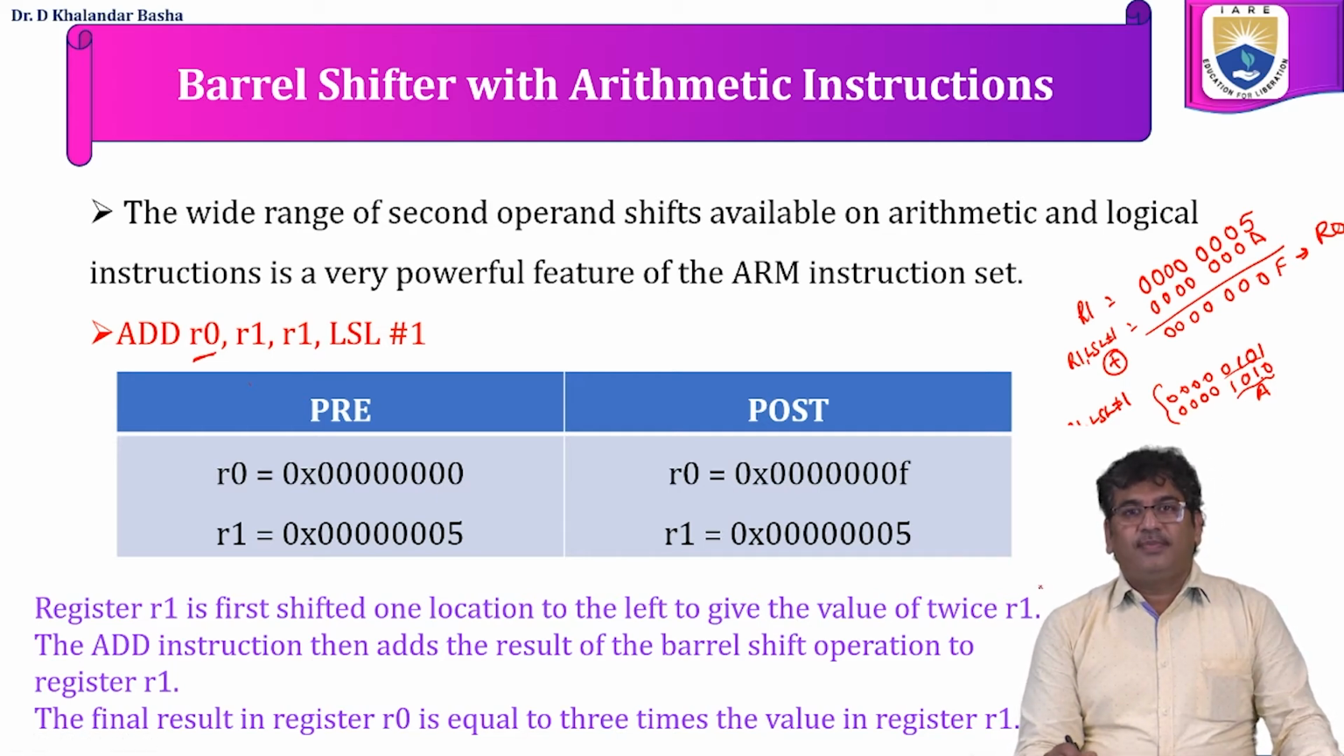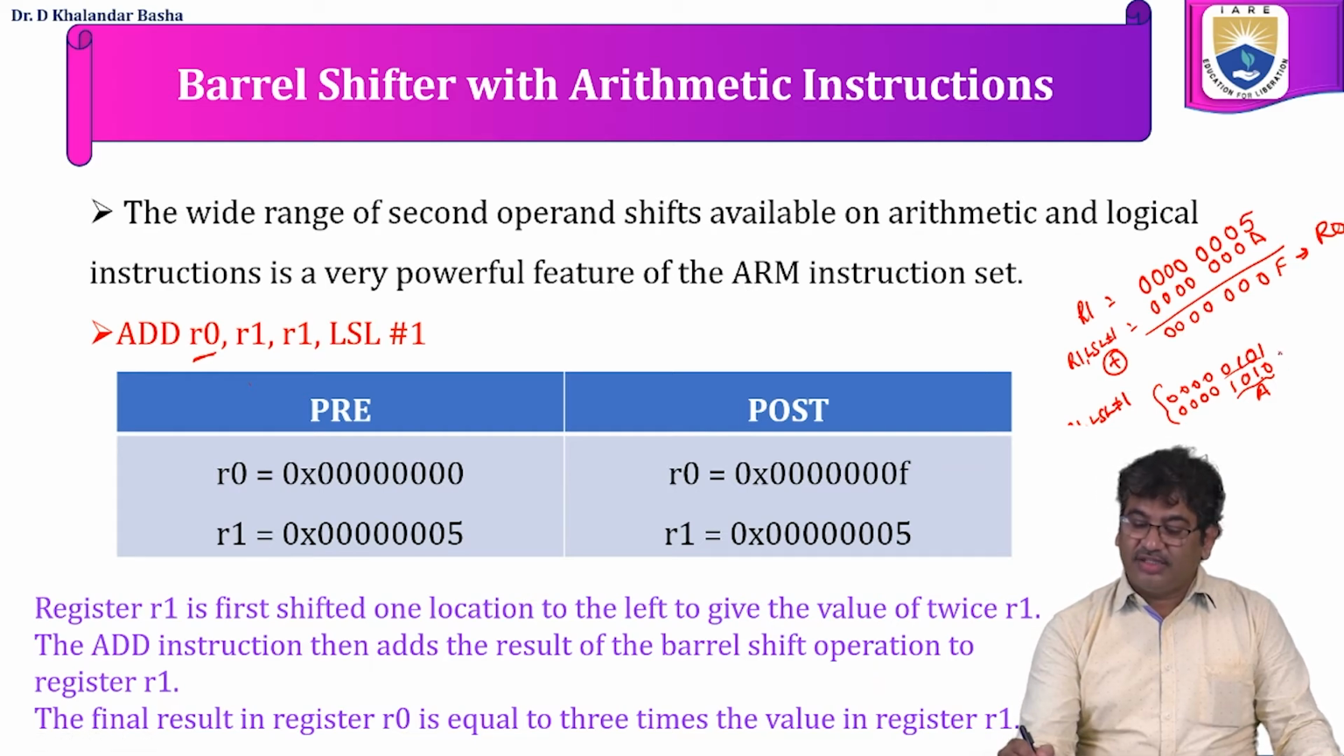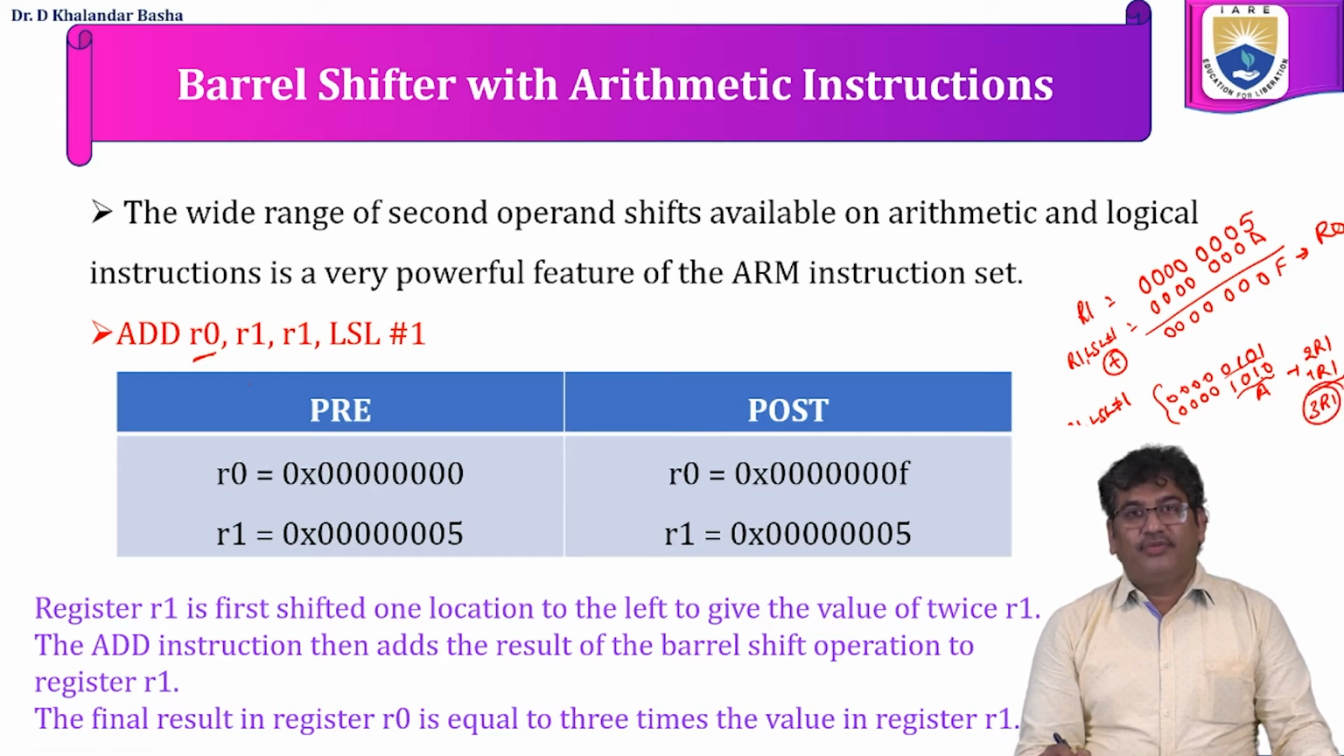So register R1 is first shifted by one location to the left to give the value of twice of R1. When you shift the contents towards left side, the value of that particular register will become double. The add instruction then adds the result of the barrel shifter operation to the register R1. So as it is double value, that I can take as 2R1. This we are going to add to the R1 content. So in total we can say 3 times the value of R1 will be moved to the destination register R0.